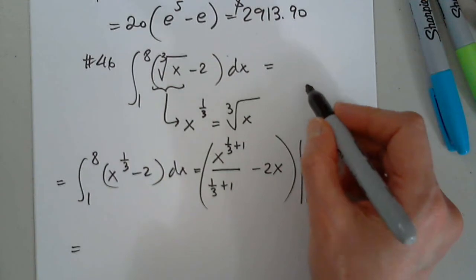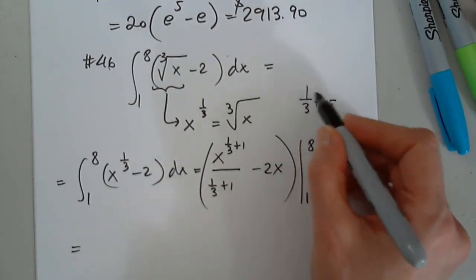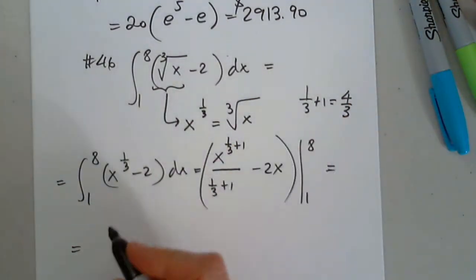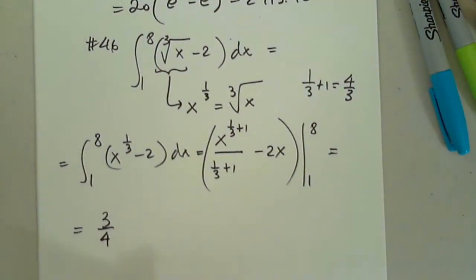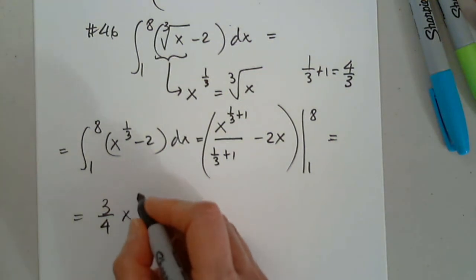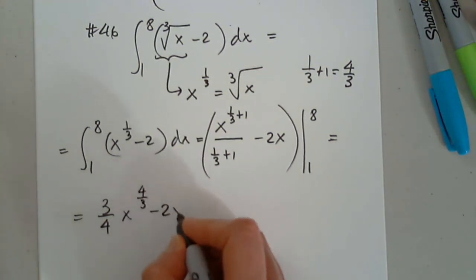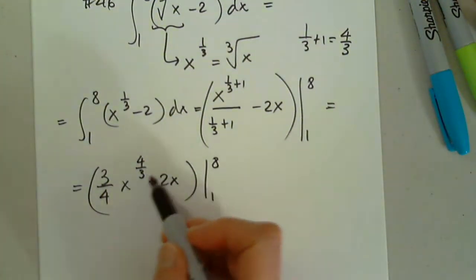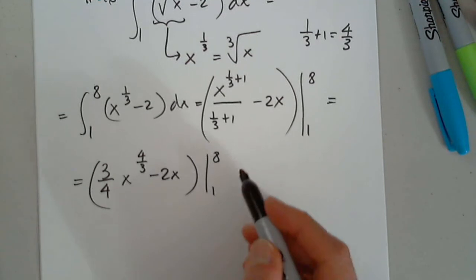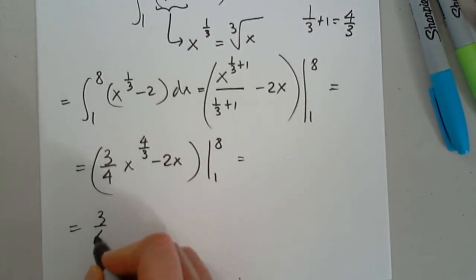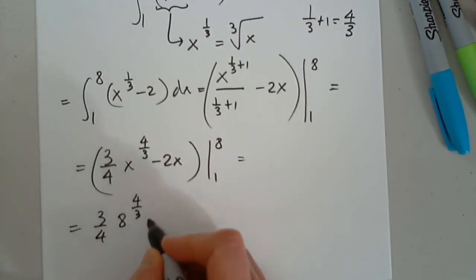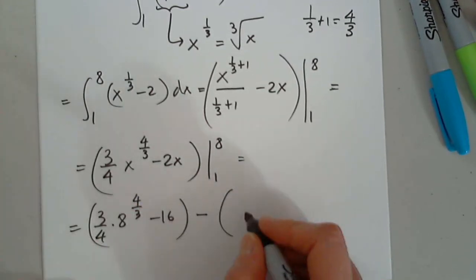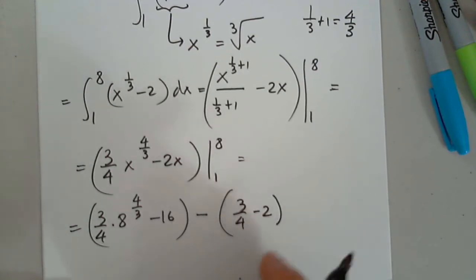So 1/3 plus 1 is 3 plus 1, so this is 4/3, and divided by 4/3. But I have to flip now, 4/3 in front. 3 over 4 multiplied by x to 4 over 3 minus 2x from 1 to 8. I plug in 8 everywhere, and I subtract when I plug in 1. It is safe to write it like this. And then minus when I plug in 1. 3 over 4 minus 2.